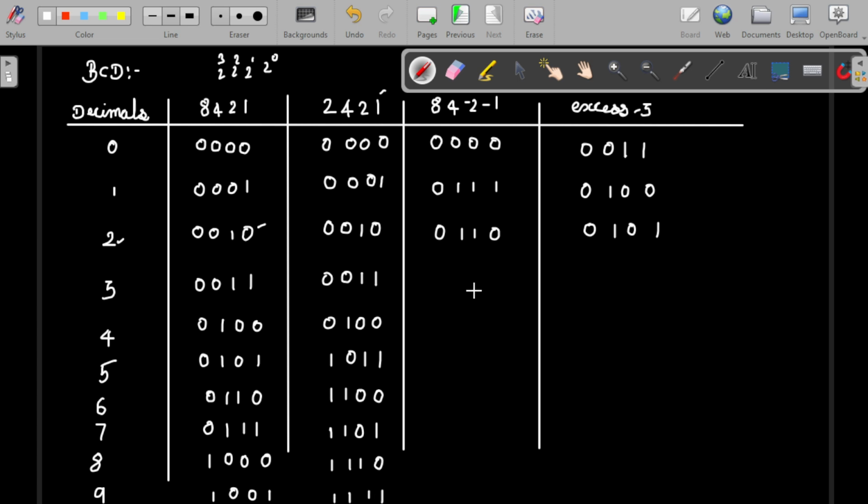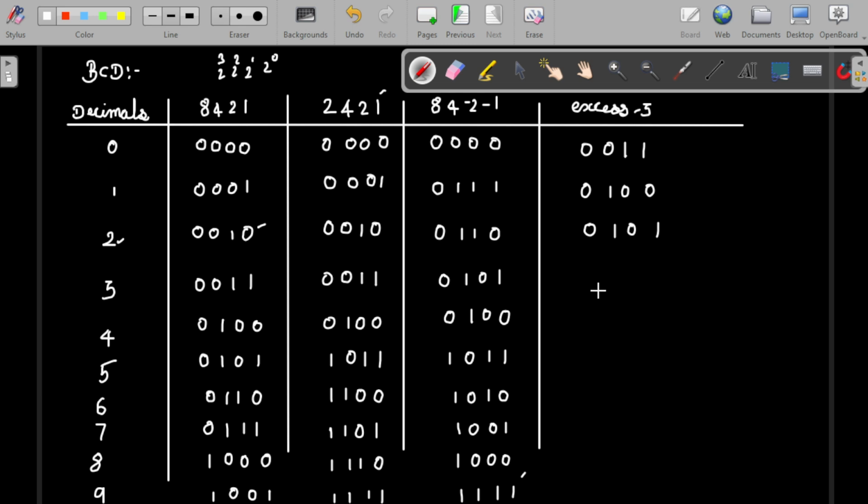Okay, I hope it is understood, right? So for this 8 4 minus 2 minus 1, let's take 3, how can we represent this? 0 1 0 1 for 3, 0 1 0 0 for 4. For 5 it is 1 0 1 1. For 6 it is 1 0 1 0. So please note and try to complete this table by yourself so that you are able to understand it. So 1 0 0 1 and 1 1 1 1. For example, for this number, if we add all the bits: 8 plus 4 is 12, 12 minus 2 is 10, 10 minus 1 is 9. So that is how we attain this part.